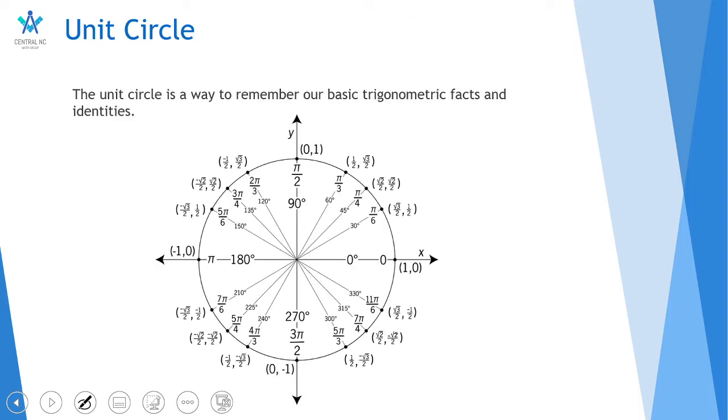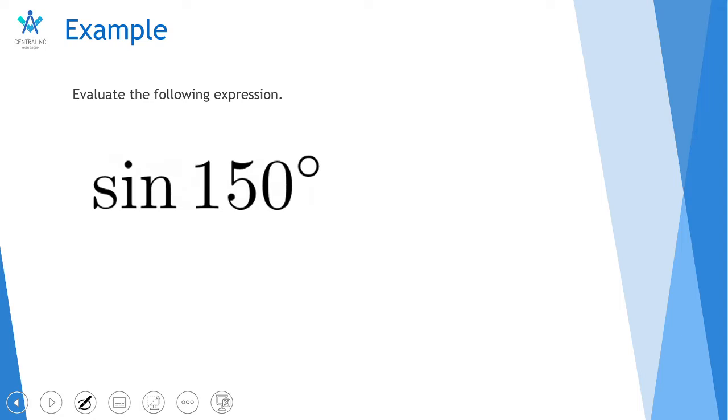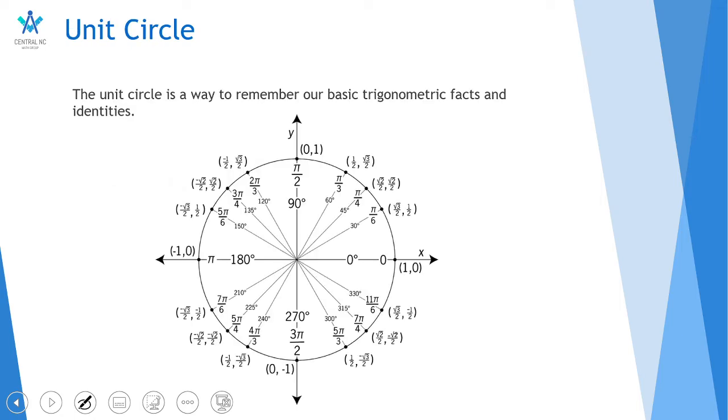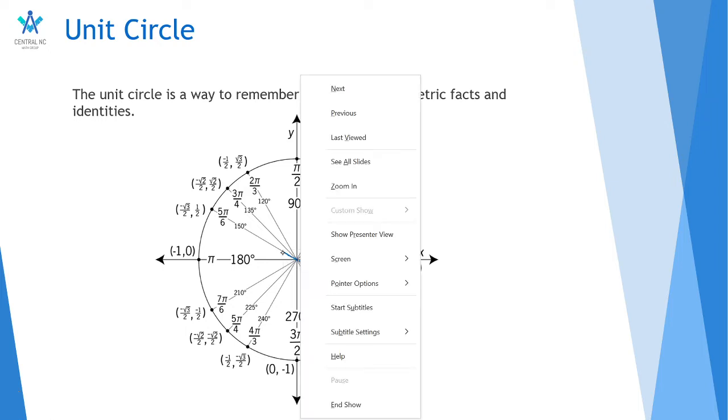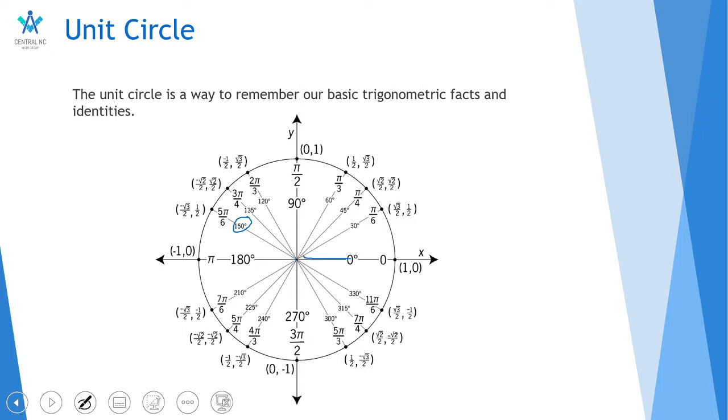The unit circle is a way to remember our basic trigonometric facts and identities. It looks really complex, but let me show you how to use this unit circle with an example. So our example is evaluate the following expression, sine of 150 degrees. So this is 0 degrees, and then we're going to take it to 150 degrees. 150 degrees is right there, so we'll take this point, and we'll drop it down. So that's the right triangle.